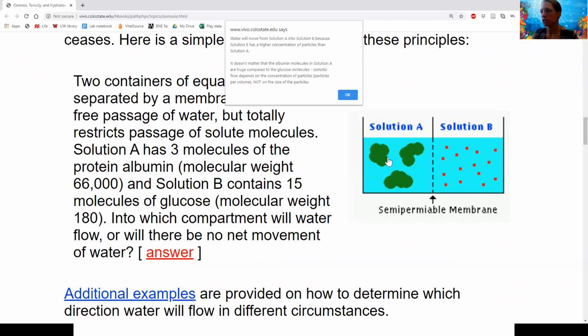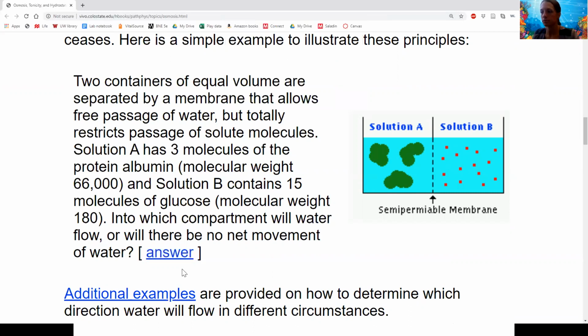I like this example because there's 3 large proteins here that still counts as only 3. That's what osmolarity, the concentration of solutes, means. Doesn't matter how big they are, osmotic flow depends only on the concentration of the particles, not the size of the particles.